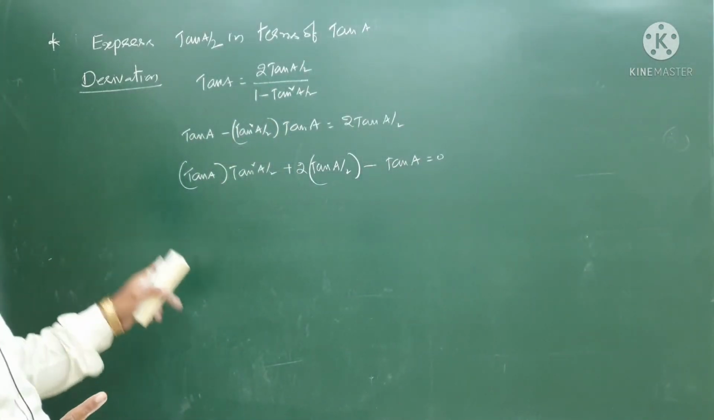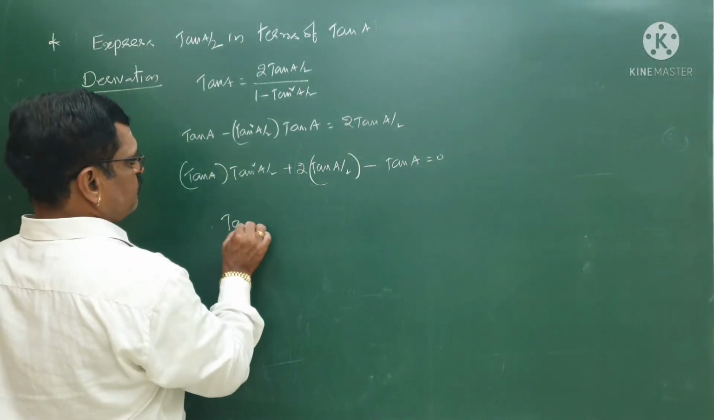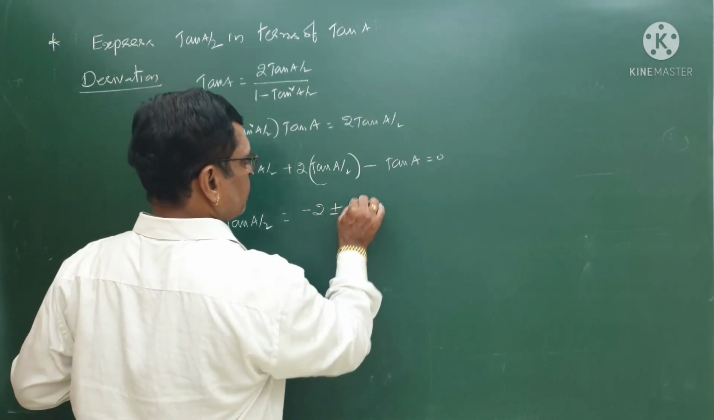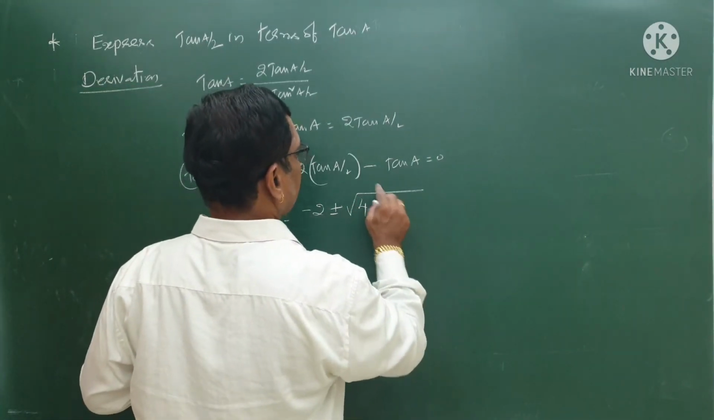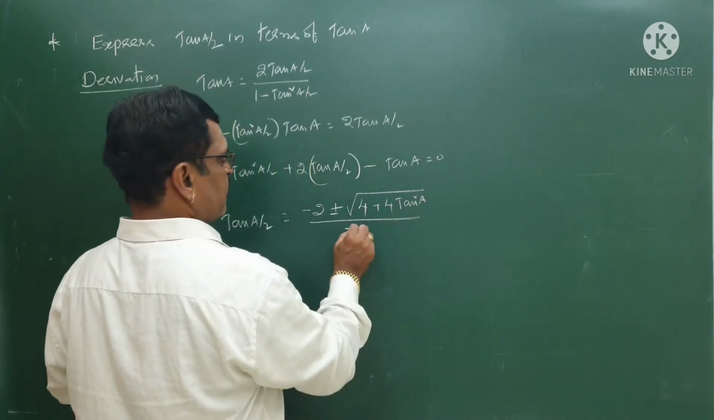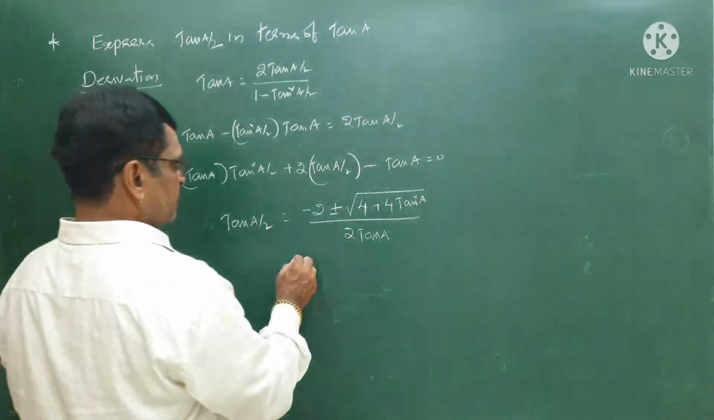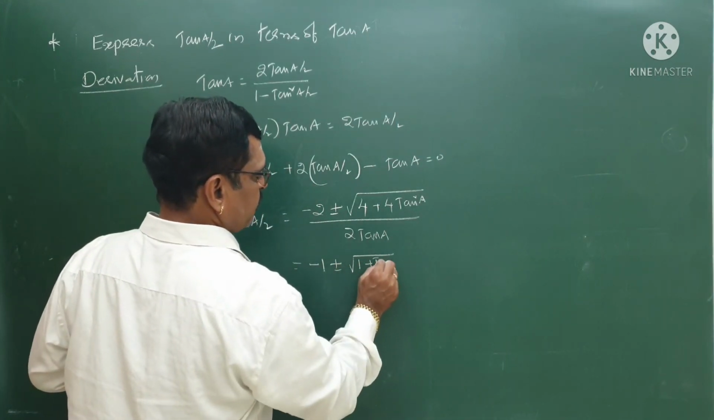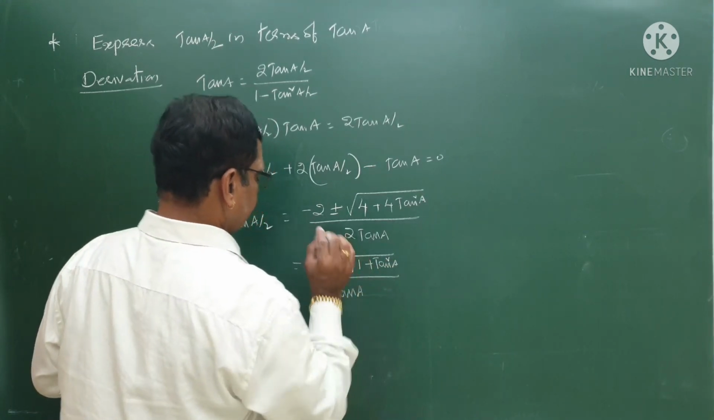If you observe, it's a quadratic equation in terms of tan A by 2. So I can write, therefore, tan A by 2 is equal to minus b plus or minus square root of b square minus 4ac, which is 4 into 1 plus tan square A by tan A. Of course, bring 4 outside, the 2 will get cancelled. So we have minus 1 plus or minus under root of 1 plus tan square A by tan A. Okay, please.